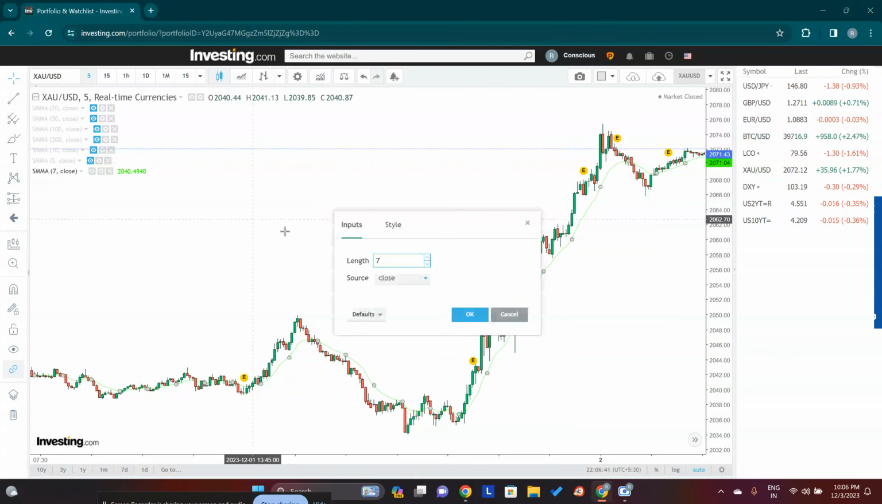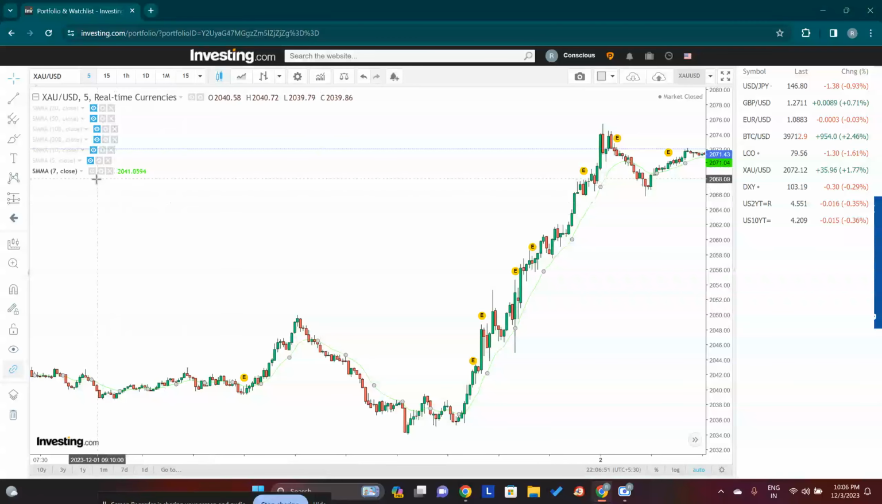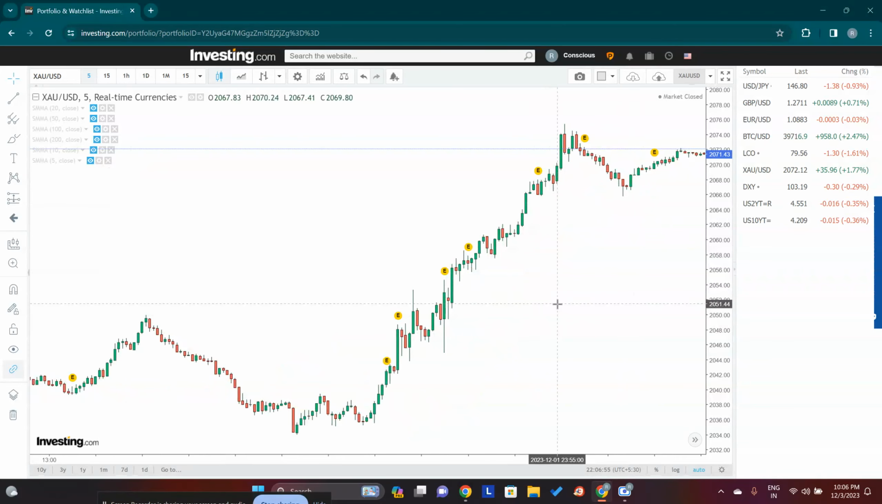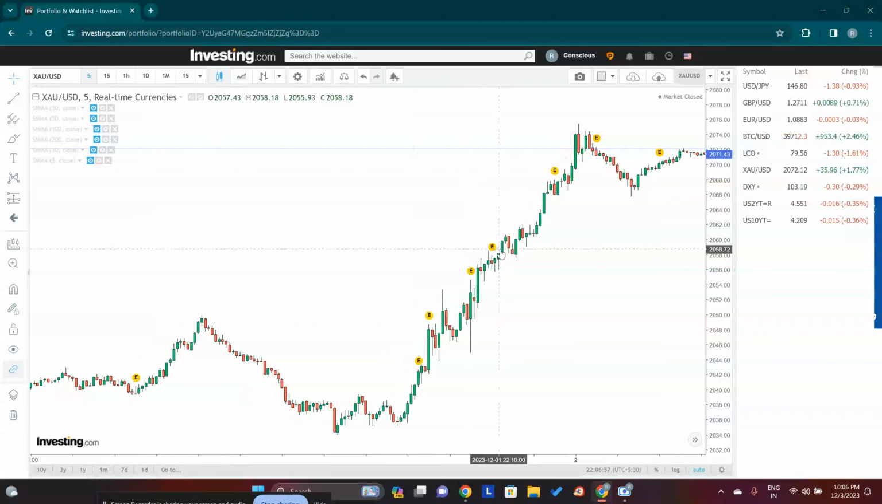Okay, and in this indicator you can change the length. You can put it 10, 5, 15, 20, etc., but don't worry about it. I will explain in full detail about the indicator. So, what does this indicator do?